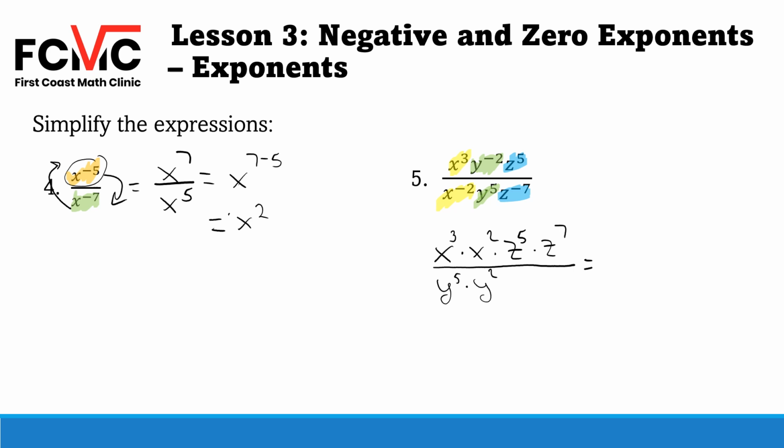So now we're multiplying. Let's use our property of multiplying bases. When we multiply our bases, let's add up our exponents. X to the 3rd times x to the 2nd gives us x to the 5th. We multiply our bases, add the exponents. Z to the 5th times z to the 7th gives us z to the 12th. And then y to the 5th times y to the 2nd gives us y to the 7th. So this is going to be our final answer.